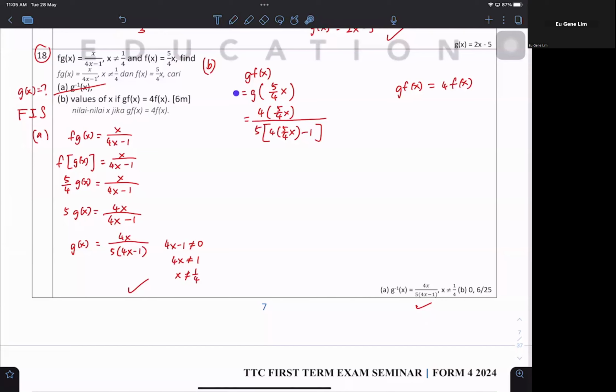Okay, I understand how this step becomes this step. I just take the bracket and sub into the x. Then you just calculate. 4 and 4 cut. So 5x over 5 bracket 5x minus 1. Then can simplify some more. Cut also. So it becomes x over 5x minus 1. Understand?